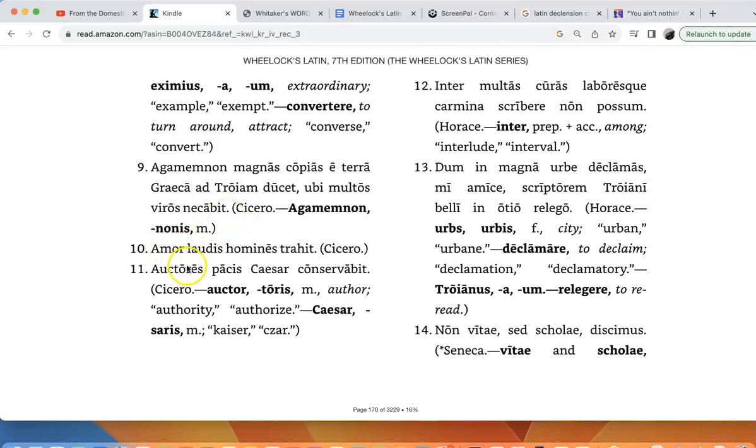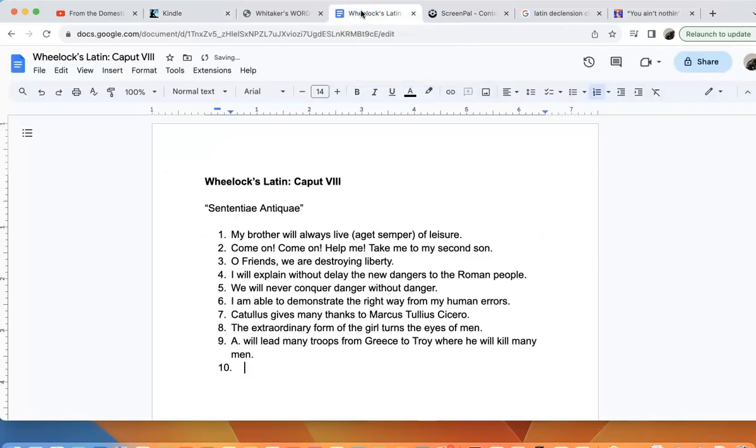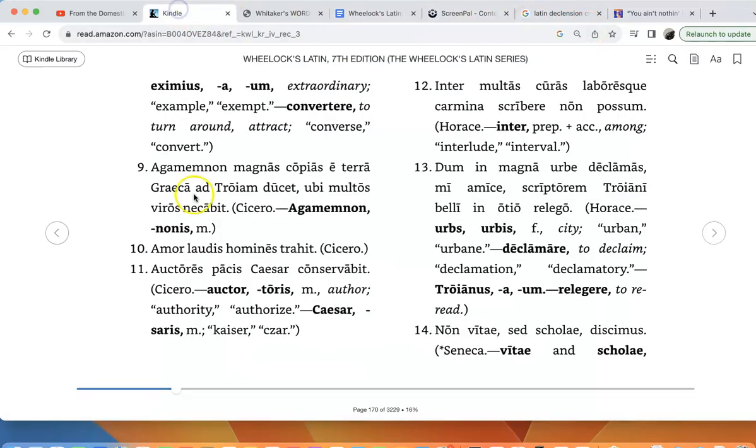And then the last one we'll do from the Sententiae Antiquae: amor laudis homines trahit, love of praise draws men. In other words, people like to be praised, people like to be flattered. So, love of praise draws men. This one's fairly straightforward, but it's a good opportunity to review the genitive.